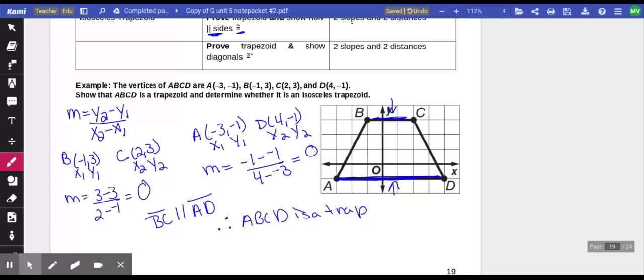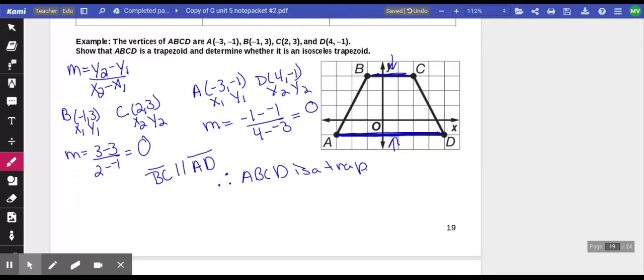Now to see if it's isosceles, I want to see if BA is equal to CD. So if it's isosceles, BA equals CD. To find out if they're equal, I need to do the distance formula. So that's the square root of x2 minus x1 squared plus y2 minus y1 squared.